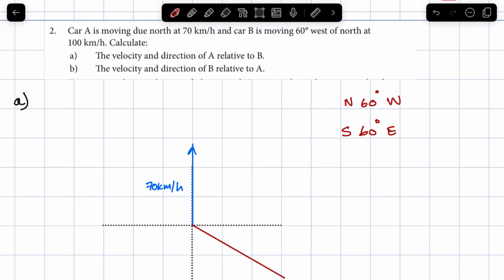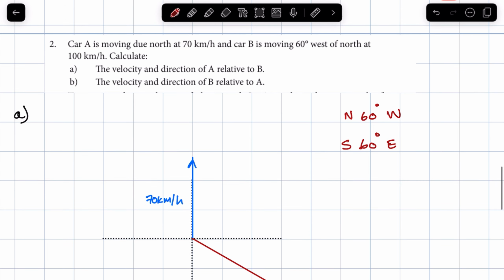So this is B. B is moving at 100 kilometers per hour, right? So now to complete our parallelogram, remember, when using the parallelogram method, you have to make sure that the vectors you've been given, or the way you draw your vectors, they must be such that they are moving away from the point at which they meet.